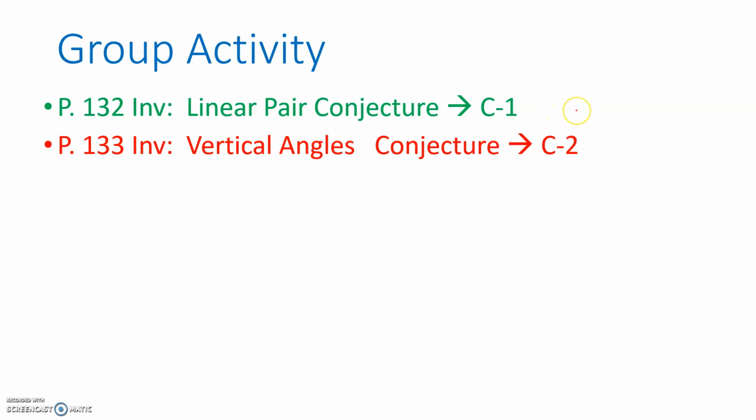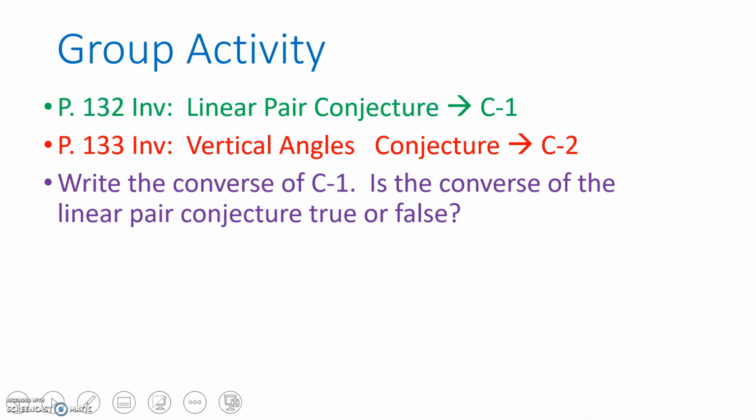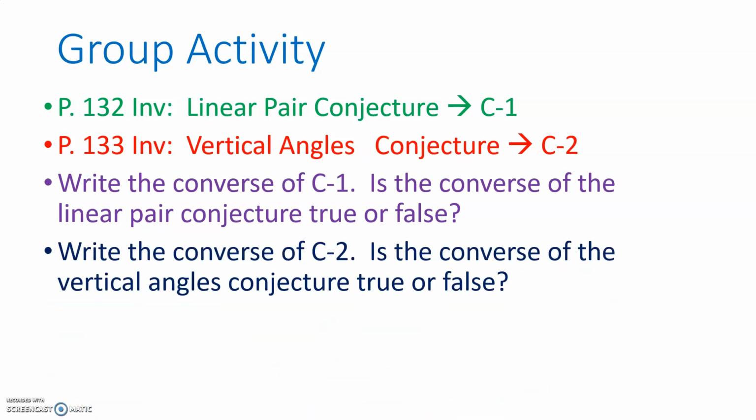After you get these two conjectures, then you're going to show them to me if you're in class. If you're not in class, you're going to look at the end of this slideshow, and you're going to see what the conjectures should have been after you have finished the activity. Then the other thing I want you to do is write the converse of conjecture 1 and tell me if the converse of that linear pair conjecture is true or false. And then I want you to write the converse of conjecture number 2, and then tell me, is the converse of the vertical angles conjecture true or false?